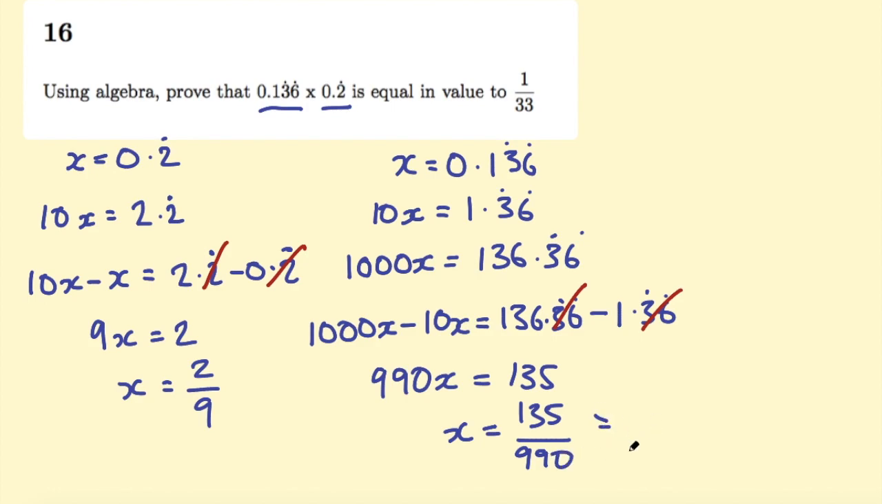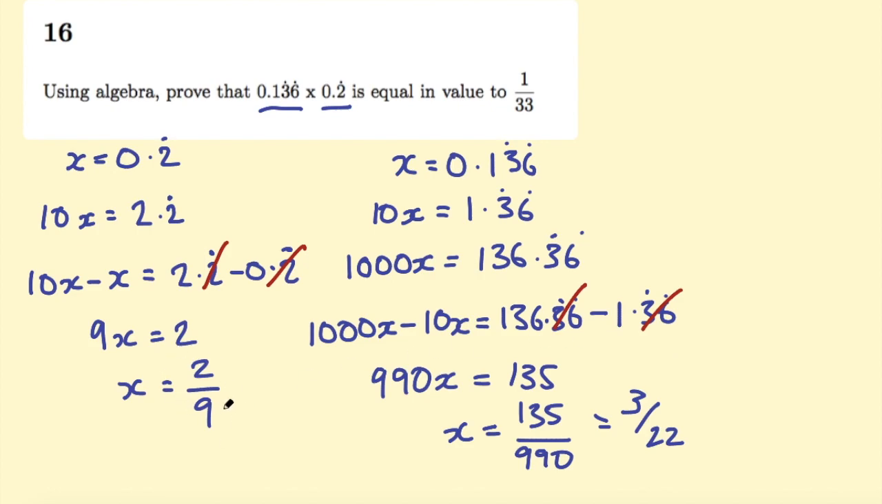And I believe you could simplify. You could use your calculator to simplify that. You don't need to show how to simplify that the long way, and you would get 135 over 990 equals 3 over 22. Okay, so that's the hard part of this question over and done with. The rest is a bit easier, really.